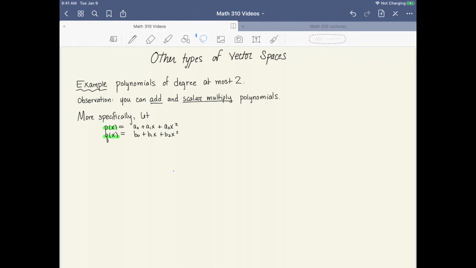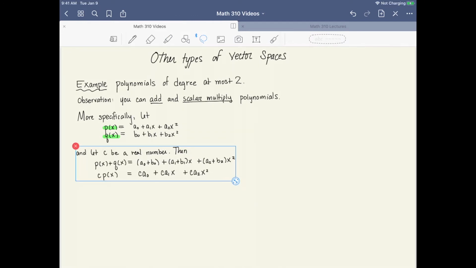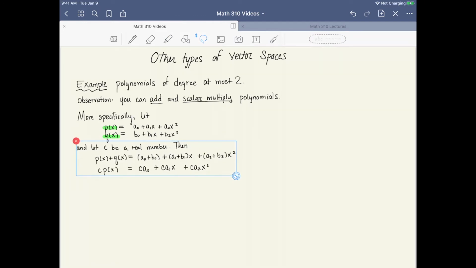Basic arithmetic tells you how to add polynomials and how to scalar multiply them. This is something you already know how to do. When you add the polynomial p to the polynomial q, well, you add up the constant terms: a naught gets added to b naught. And you add up the x terms: a1x gets added to b1x. And you add up the terms in front of the quadratic as well.